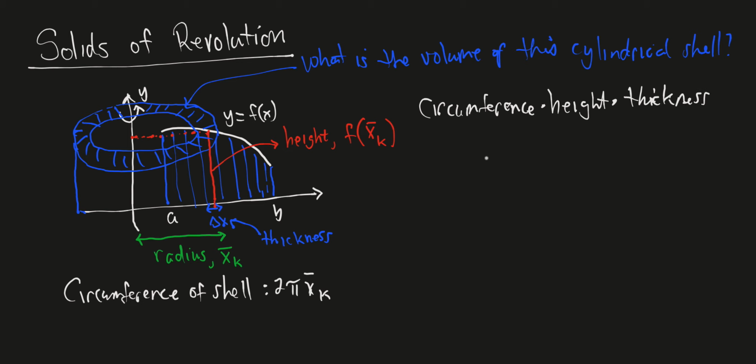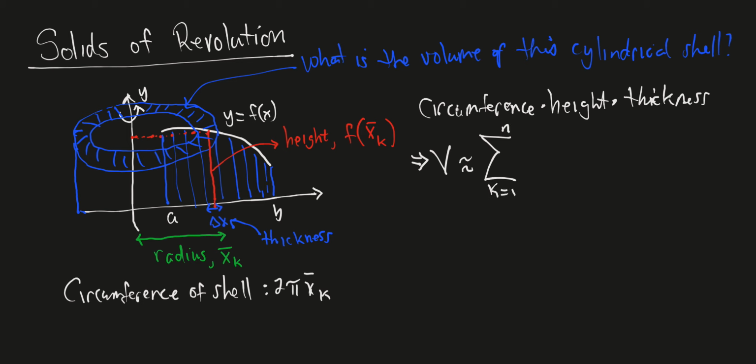But that's just for one of these shells. I would have to repeat that process for every sub-interval, and every time I choose a different x, I would have a different height and a different radius and a different circumference as a result of that. So then I'd have to add them all together. So this tells me now the volume is approximately equal to, and it looks like another Riemann sum. So now my k will go from 1 to n.